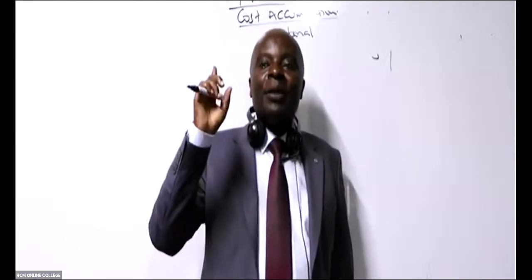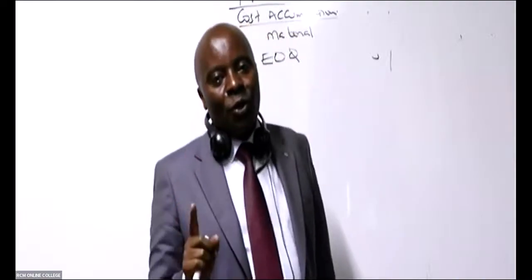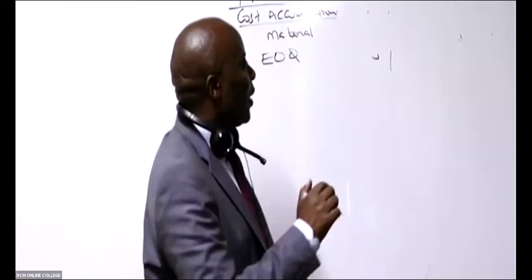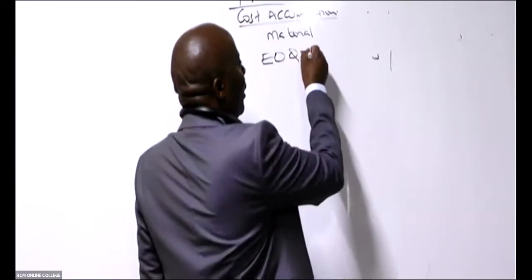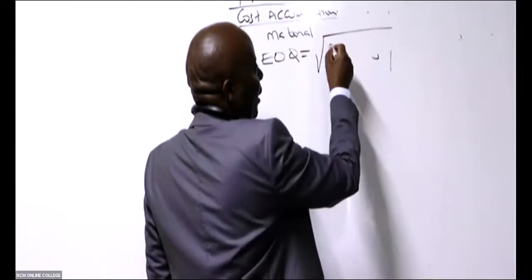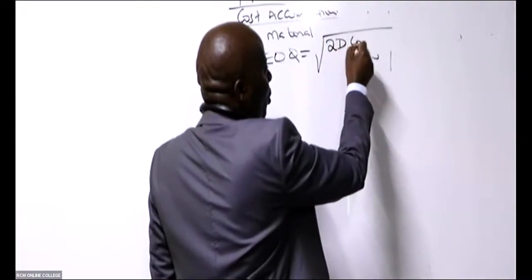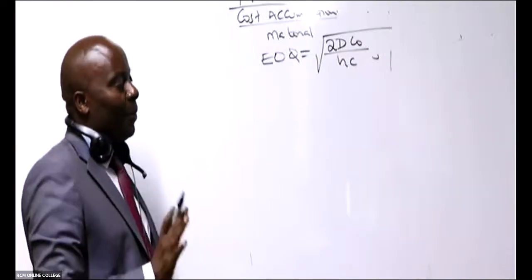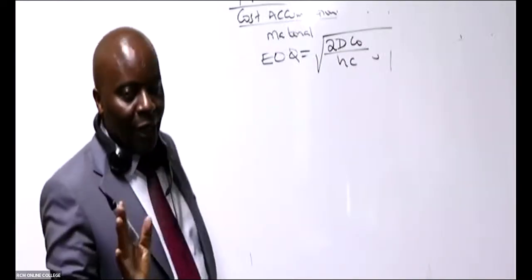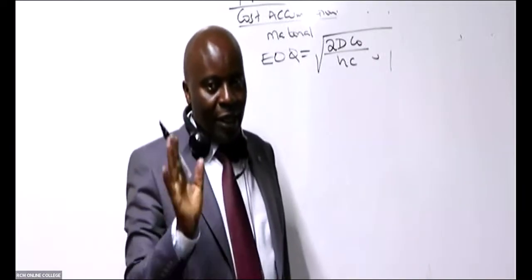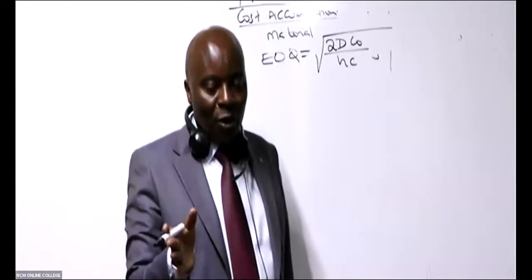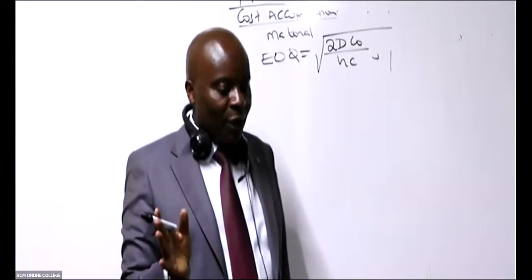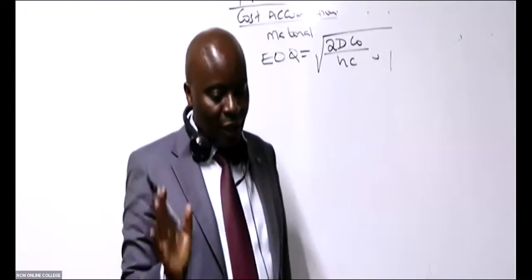So some students are telling me that Mwalimu, I may forget the formula of EOQ, but I will never forget the fact that it has got a square root. It has a big square root, isn't it? So then we talk of 2D Co over what here, somebody? HC. Remember, D stands for what here? Annual demand, right? Co stands for cost per order. And then HC stands for what here? Holding cost. Thank you so much.